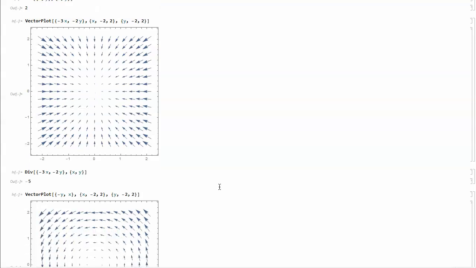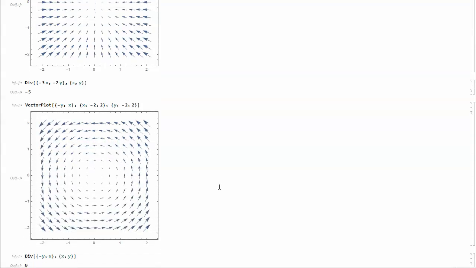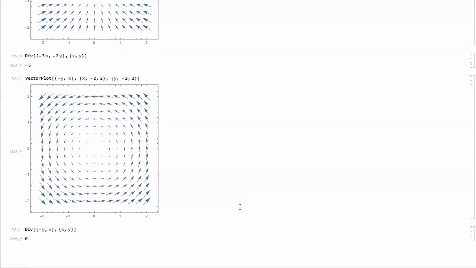It's negative 5. And if I look at this vector field again, where everything was just rotating counterclockwise, things aren't really getting closer to each other or further apart from each other. They're just kind of traveling along these concentric circles. So the divergence here is 0. Okay. That's it for curl and divergence. In the next part of section 16.4, we'll actually talk about Green's theorem.